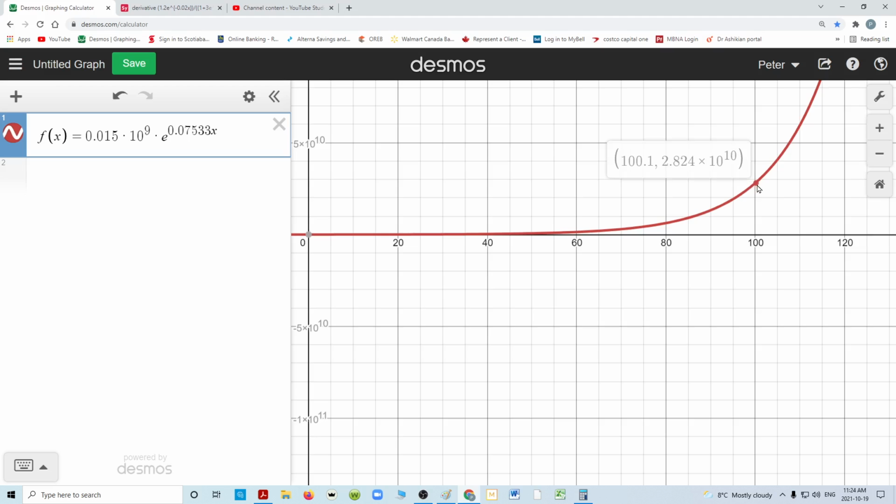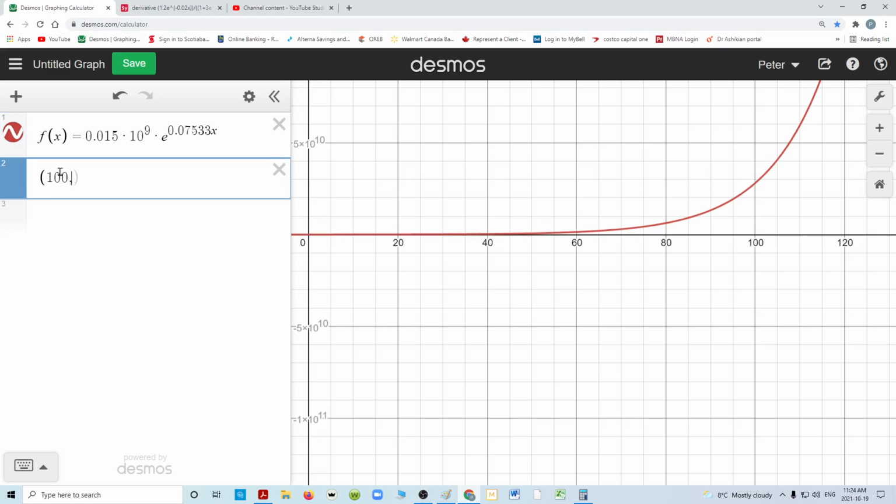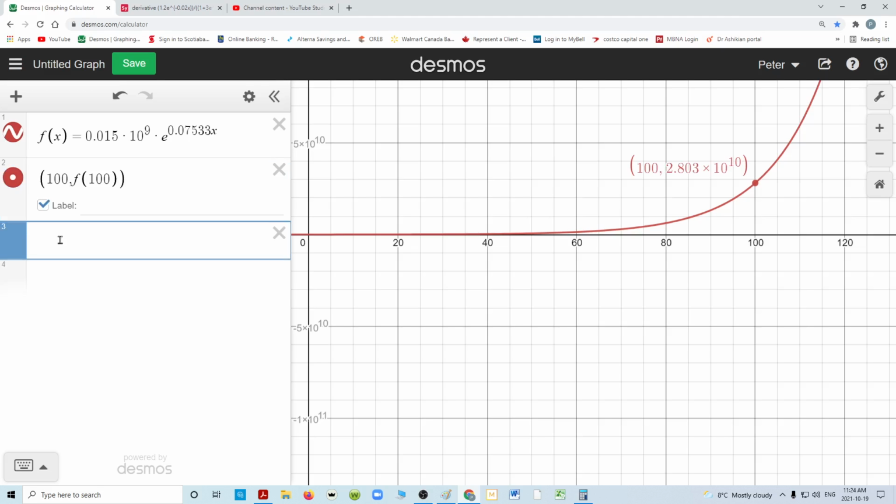Right there, the amount after 100 years, here I'll just put in 100, comma f of 100, and label it, and we'll put in 0, comma f of 0, and we'll label it. So you can see in the beginning you're making 1.5 times 10 to the 7, if I got that number right. Is it 10 to the 9? Yep. Which is $15 million.